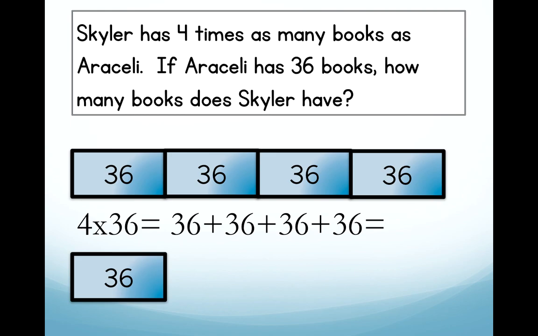We can solve it by multiplication, or we could do repeated addition. 36 plus 36 plus 36 plus 36. All right? And if we worked it out correctly, which I'll give you some time to do, you should get 144 books. So Skylar, having 4 times as many books as Araceli, who has 36 books, will have 144 books.